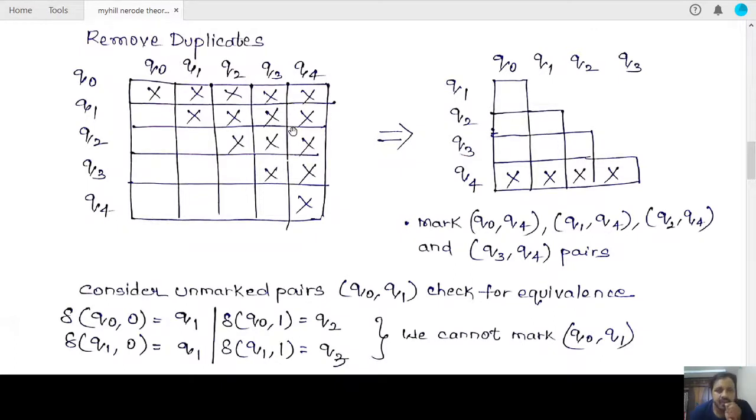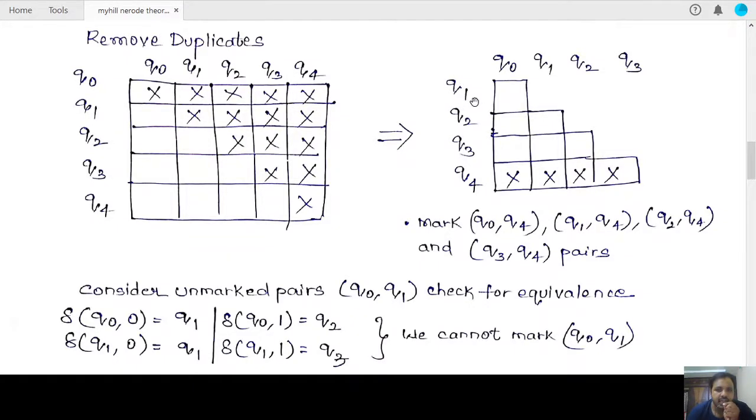So now after removing the duplicate cells, you get a concise table like this. Whatever has a cross, you have to eliminate all those cells, right? So what happens if you eliminate this one? The Q0 cell will be eliminated. Why? Because it is having a cross, right? Same is the case with Q0 Q1, Q0 Q2, Q0 Q3, Q0 Q4. So that's the reason we are not going to have the Q0 row in the modified table. So that's why the modified table starts with Q1.